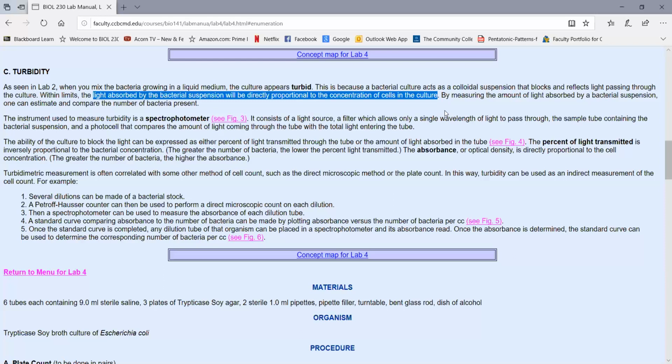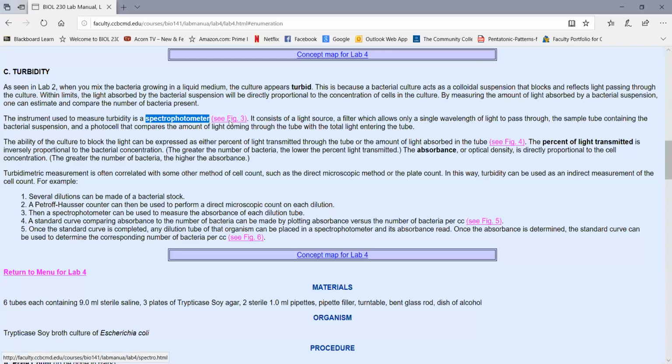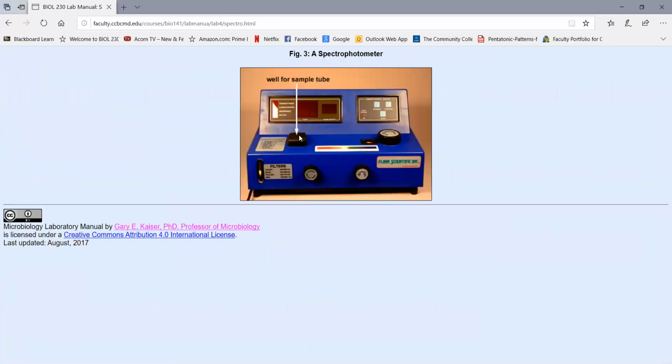So the machine we use to measure turbidity or absorbance is a spectrophotometer, which looks like this. The tube of bacteria goes in this well, a light goes through the tube and hits a photometer, and that gives you a reading up here in very simple terms.